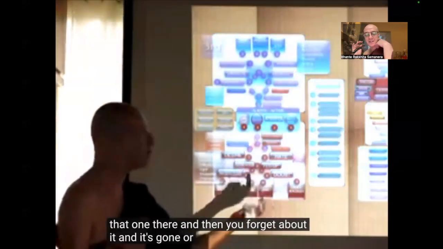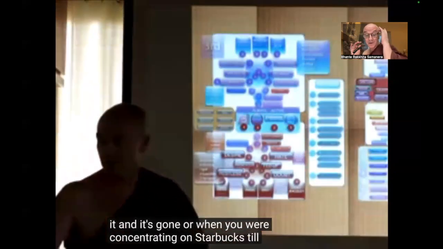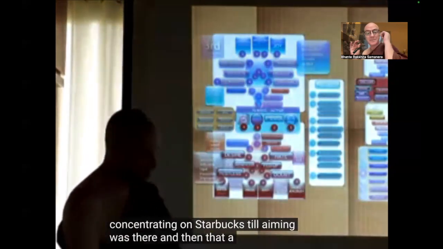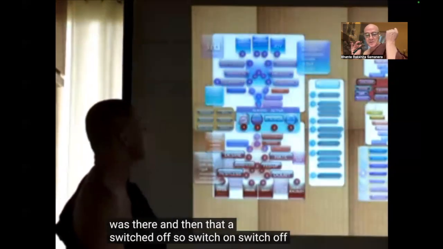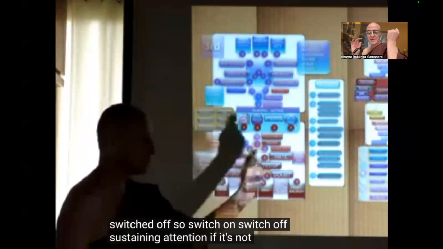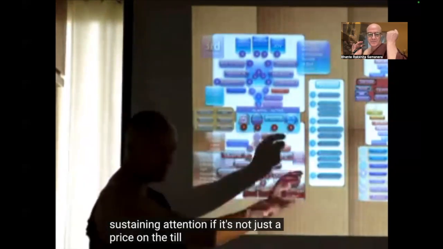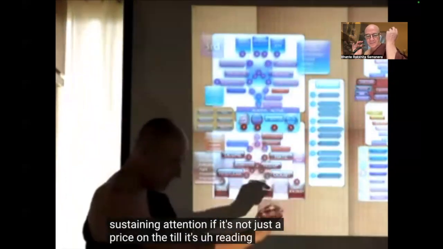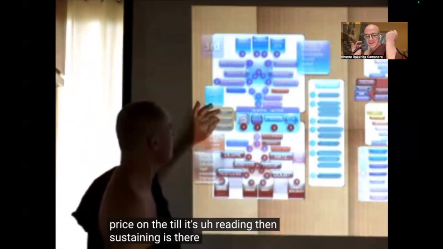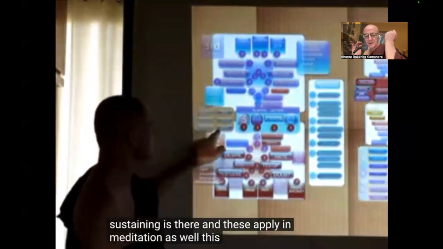Then you forget about it and it's gone. Or when you were concentrating on the Starbucks till, aiming was there and that switched off. So switch on, switch off. Sustaining attention: if it's not just a price on the till, it's a reading. Then sustaining is there. And these apply in meditation as well.